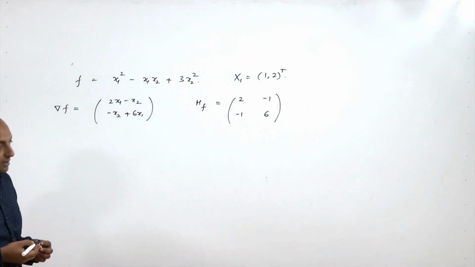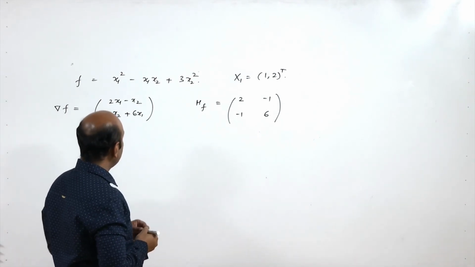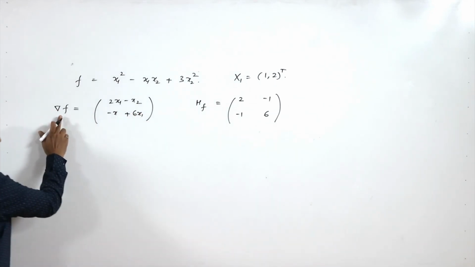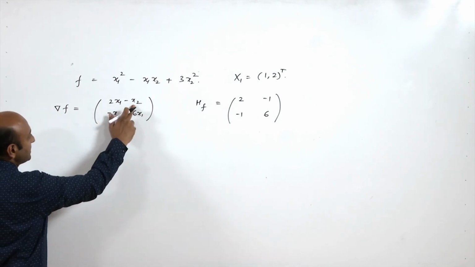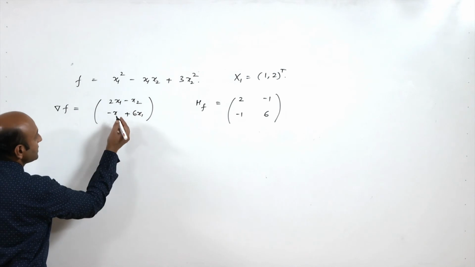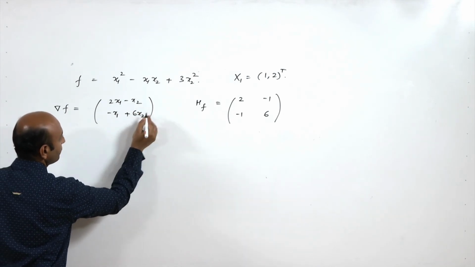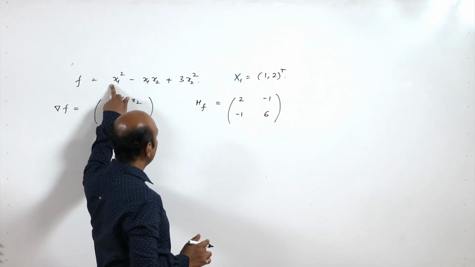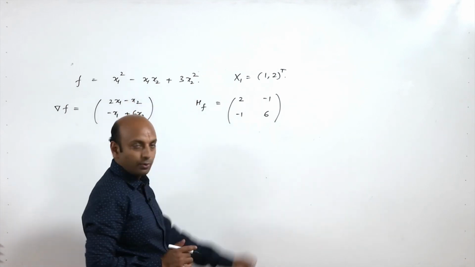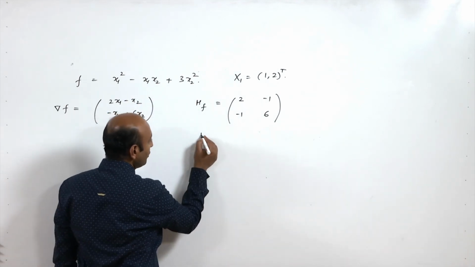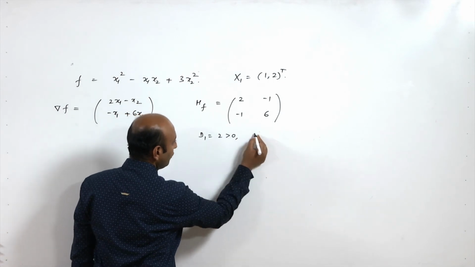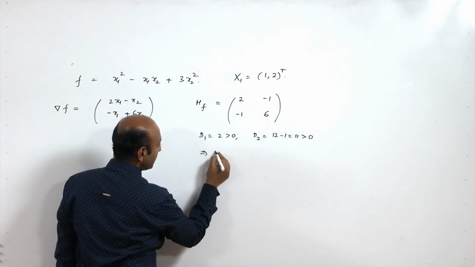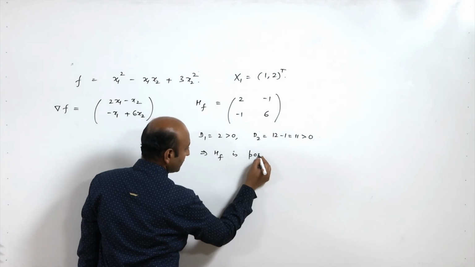And is it positive definite? When you find the gradient of f(x), del f upon del x1 is this thing, and del f upon del x2 is minus x1 plus 6 x2, from here. Now, when you find the Hessian matrix of f, it is 2, minus 1, minus 1 and 6. When you compute d1 it is 2, which is greater than 0, and d2 is 12 minus 1, which is 11, again greater than 0. So, the Hessian matrix is positive definite.